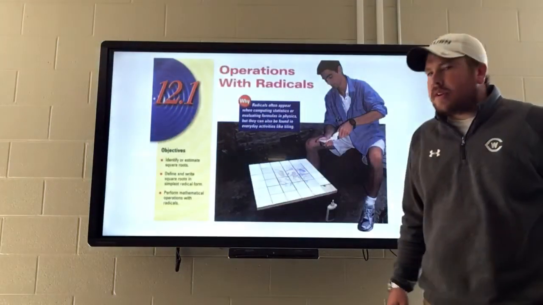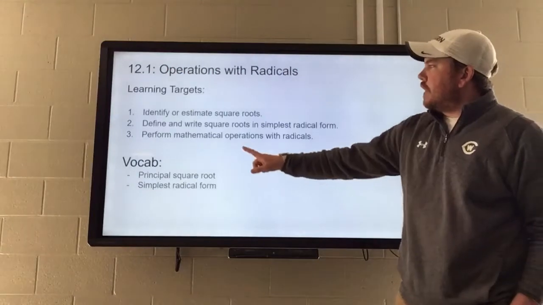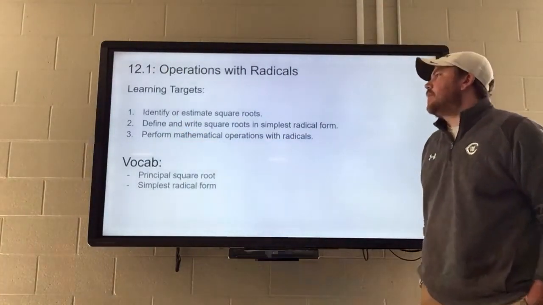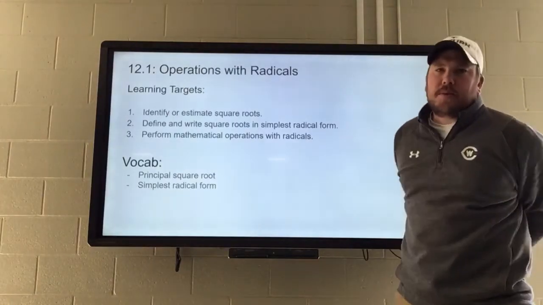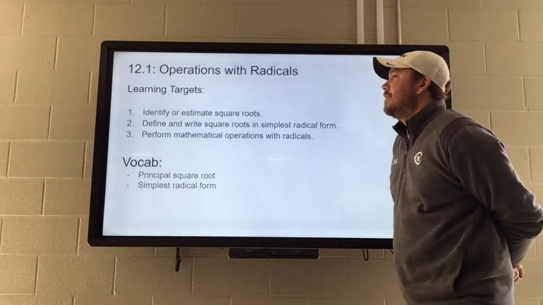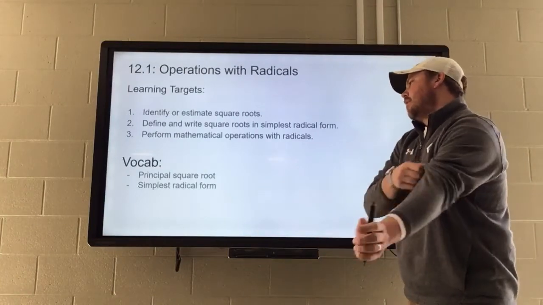Hello class, today we're going to look at section 12.1. We'll be doing operations with radicals. So we have 3 learning targets today. We want to identify or estimate square roots. Second, we'll define and write square roots in simplest radical form, probably the most important thing of the section. And last, we'll perform mathematical operations with radicals, and after we do that, we need to make sure we write in that simplest radical form.